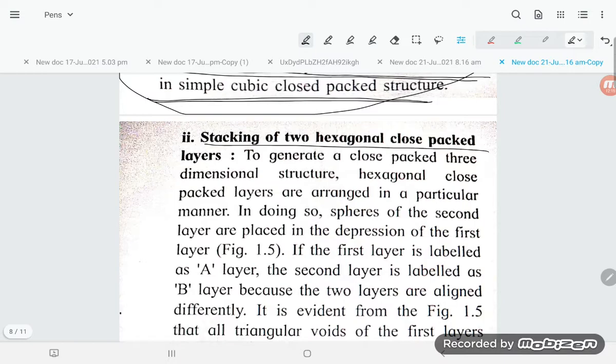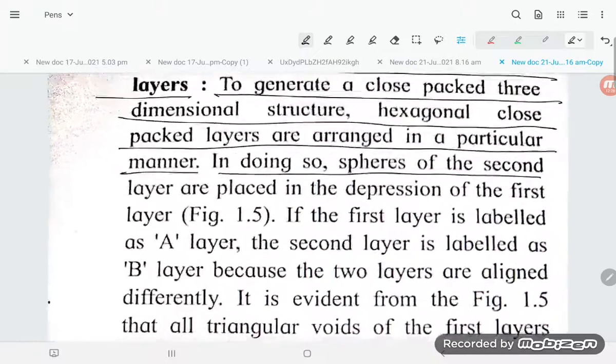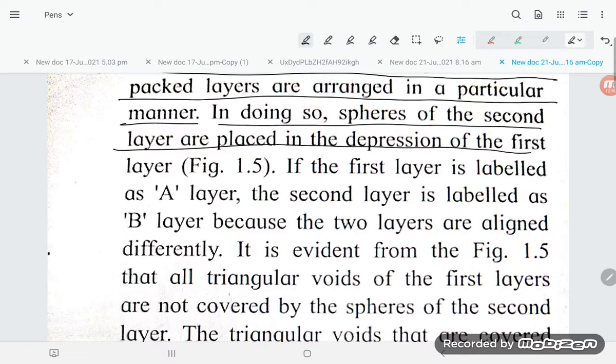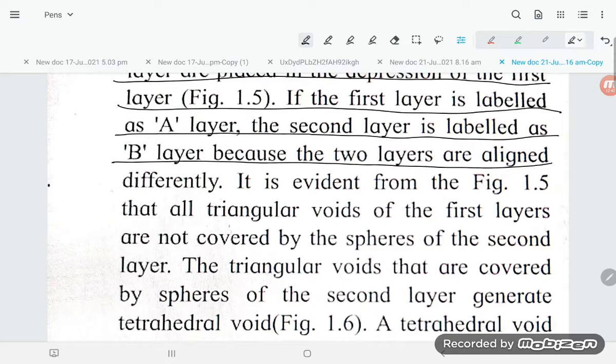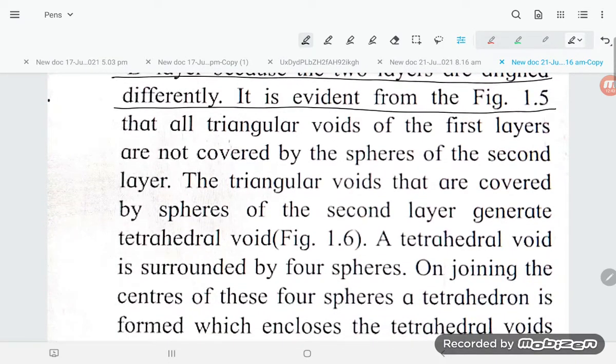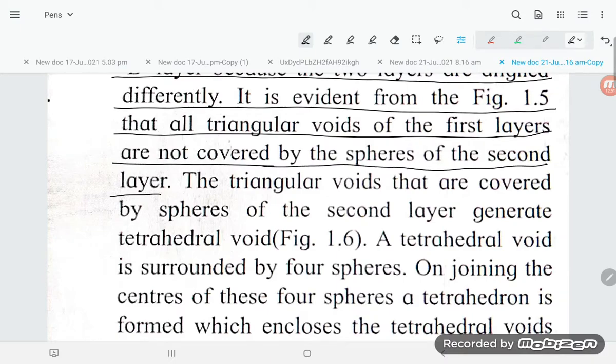Stacking up two hexagonal close-packed layers. To generate a close-packed three-dimensional structure, hexagonal close-packed layers are arranged in a particular manner. In doing so, the spheres of the second layer are placed in the depressions of the first layer. The first layer is labeled as A layer and the second layer is labeled as B layer because the two layers are aligned differently. It's evident from figure 1.5 that all triangular voids of the first layer are not covered by the spheres of the second layer.